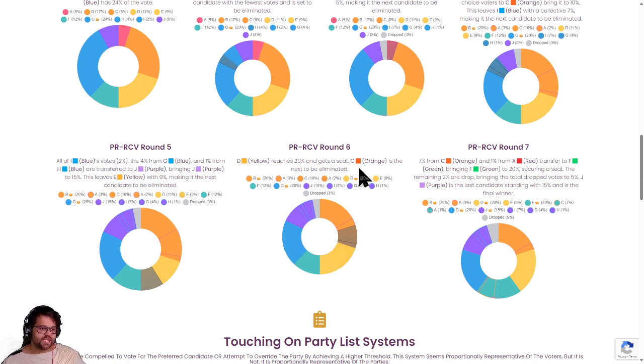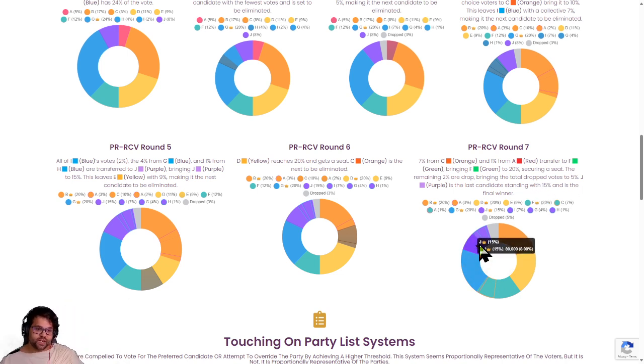This means that C, orange, is the next to be eliminated. So that's 7% from C and 1% from A, because they were the second or third choice voters, transfers to F, green. That's what they wanted, bringing F to 20%, securing a seat. The remaining 2% drop, bringing the total drops to 5%. J, purple, is the last candidate standing with 15% and is the final winner.